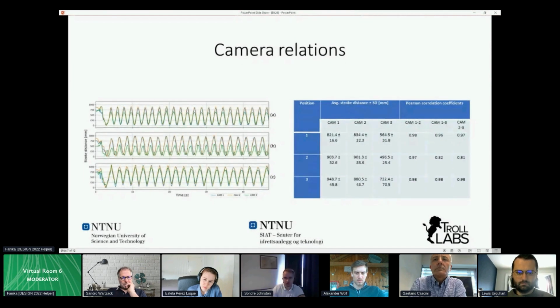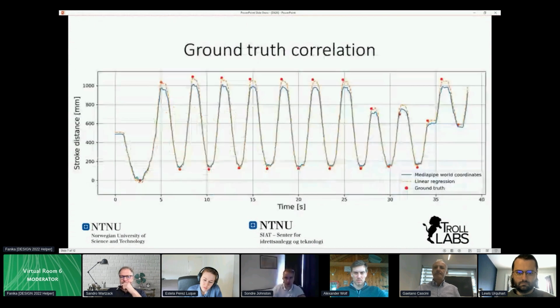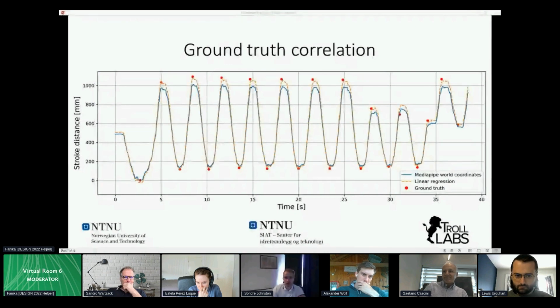MediaPipe shows a strong correlation between 96 and 98% between the well-behaving positions. Position 2 had an awkward occurrence in camera angle 3, but even then, the Pearson coefficient stays at a solid 80%. For the ground truth exercise, MediaPipe shows a very high correlation above 99%, with an initial root mean square error of about 65.5 millimeters. After fitting a simple linear regression model with only the second and third ground truth landmarks as guiding factors, the root mean square error was reduced to 28.5 millimeters.